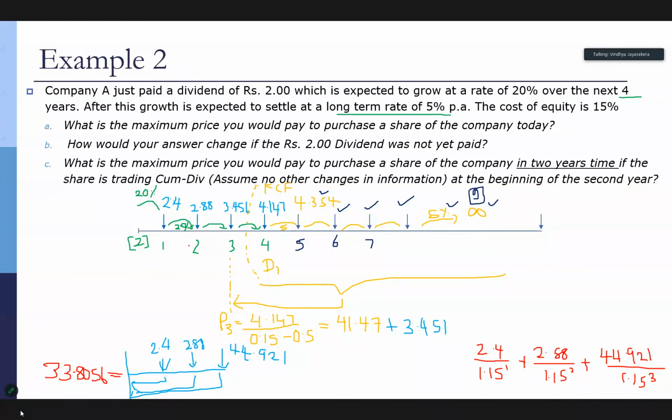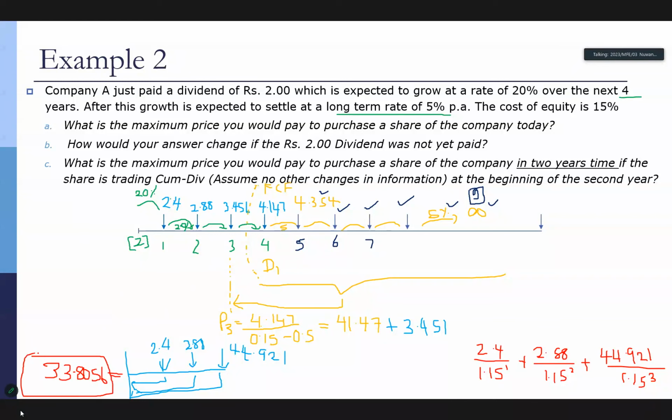So you will have to discount 4 cash flows: 2.4, 2.88, 3.451, plus 4.147 plus 43.5. And you discount those 4 cash flows at 15% to today's value, and you should still get the same answer.